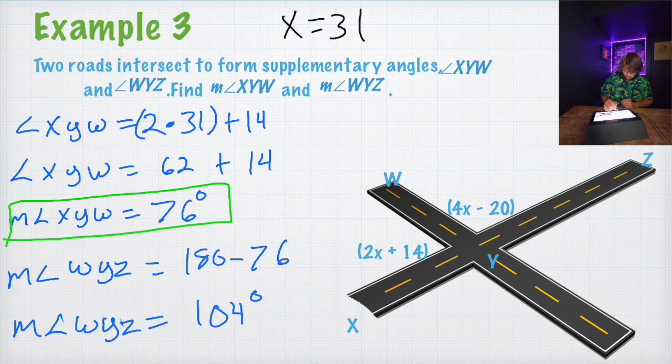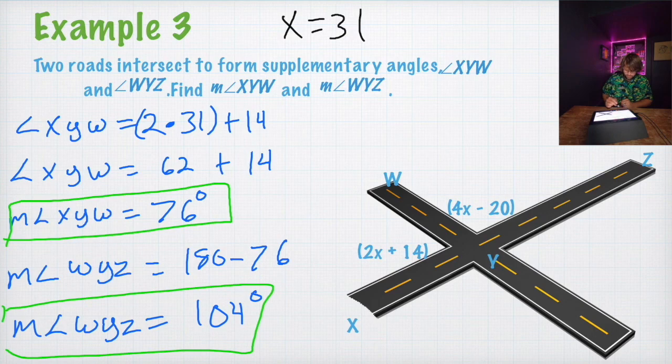104 degrees. Okay. We could have also said that the measure of angle WYZ equals 4x minus 20, plugged in our x value and solved that way. But I just wanted to give you two different ways of solving this because, hey, why not? That's what's awesome about math. Let's keep going.